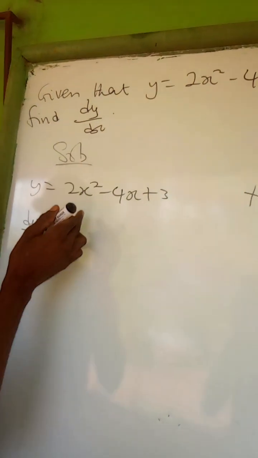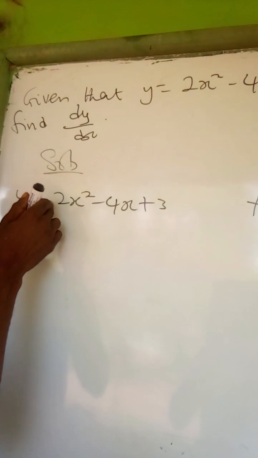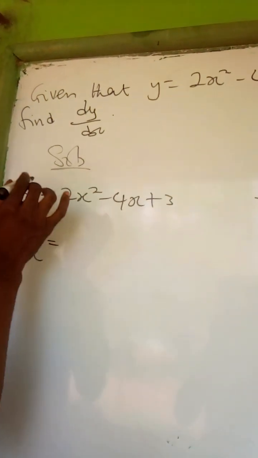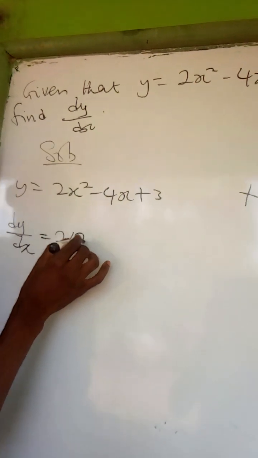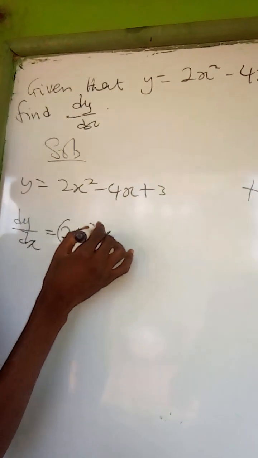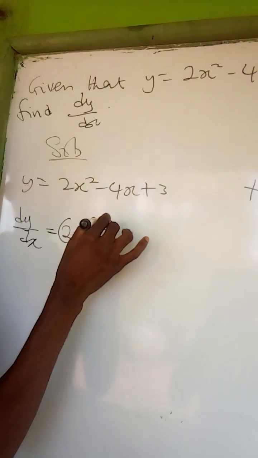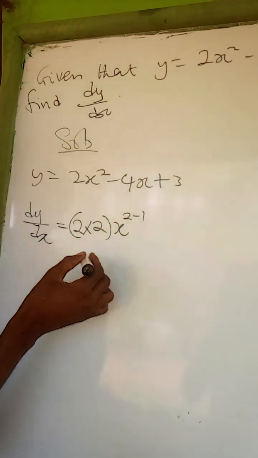What we do is that you take the exponent, that's the power, multiplied by the coefficient. In our case, 2 is our coefficient, so we write 2 times 2 in brackets like this. We bring our variable, which is x. Then we reduce the exponent by 1. That is the first step.